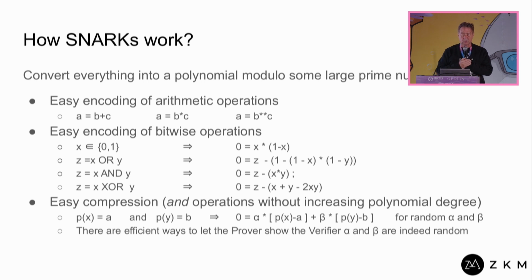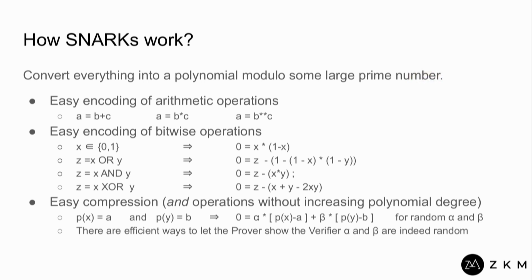So how do SNARKs work? This is a little bit high level, but it gives a little bit of the flavor. A SNARK does something very surprising: it will translate every computation into a polynomial. This polynomial is expressed modulo some large prime number, maybe a prime with 64 bits. There's a lot of mathematics behind this, but if you have a prime number, you can add and you can multiply, and that means you have a meaningful definition of what a polynomial is.